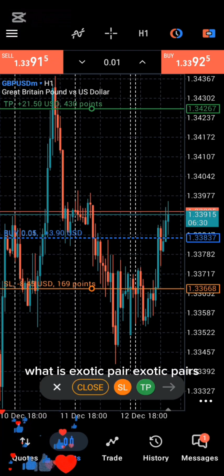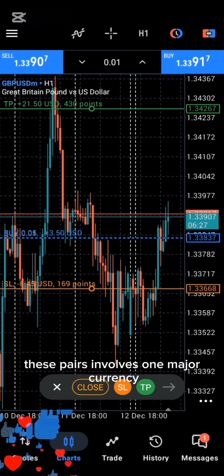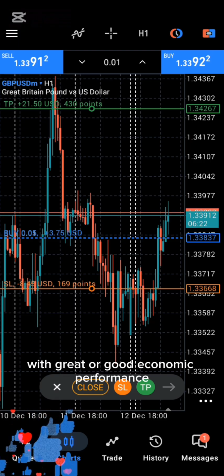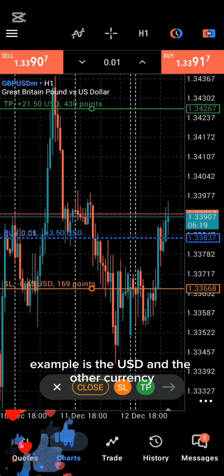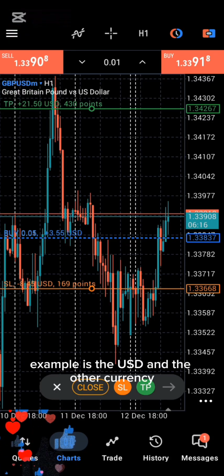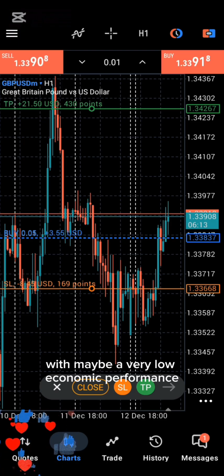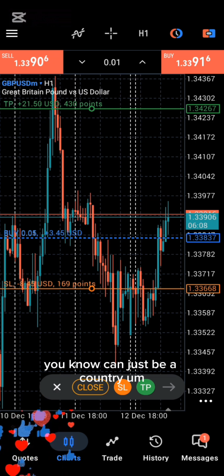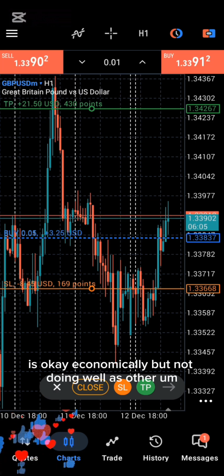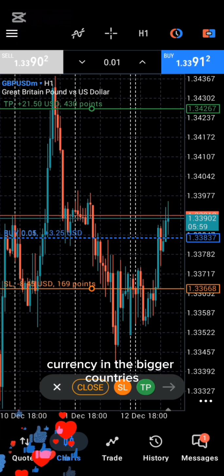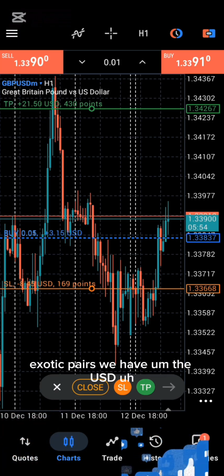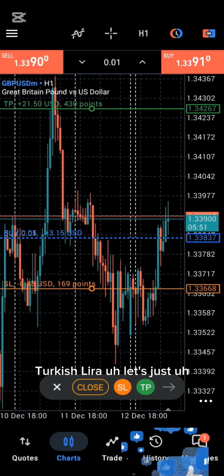What is an exotic pair? These pairs involve one major currency with great or good economic performance, for example the USD, and another currency with maybe a very low economic performance. It can just be a country that is okay economically but not doing as well as the currencies of the bigger countries. An example of these exotic pairs is the USD and the Turkish lira.